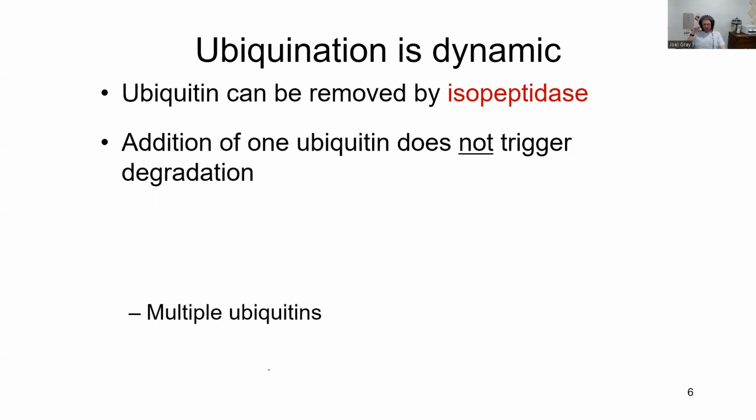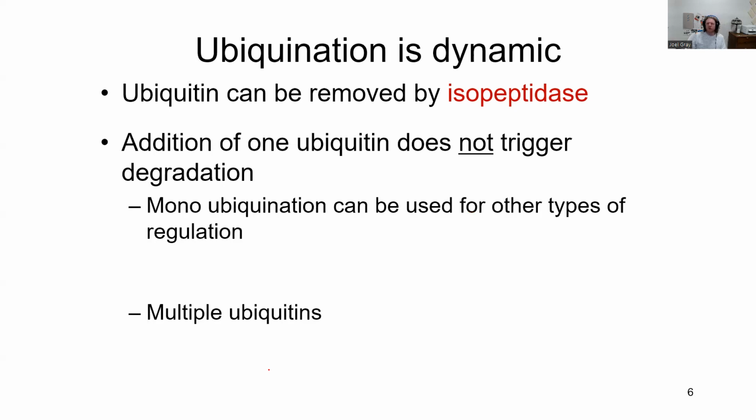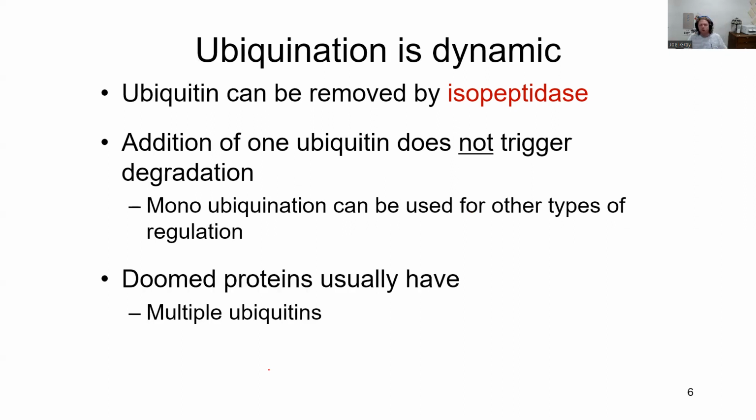So I always think about ubiquitin as something that can be added to more or less slow down a protein's function. Or are the conditions right where I need to degrade this? I'm going to tag this with a single ubiquitin and store it over here. I might come back to it to degrade it, but for the time being, I'm just storing it. So a single ubiquitin can serve one purpose, but proteins that are going to be degraded are usually going to have multiple ubiquitins, and those ubiquitins are generally going to be found in a chain.